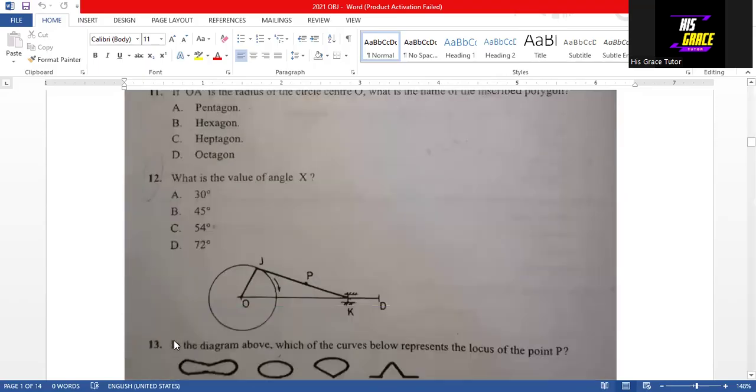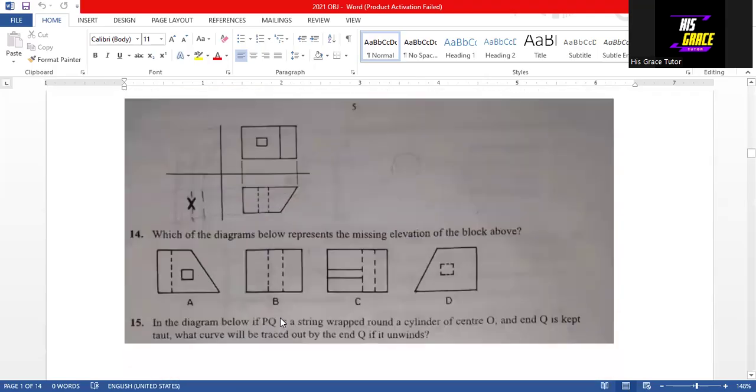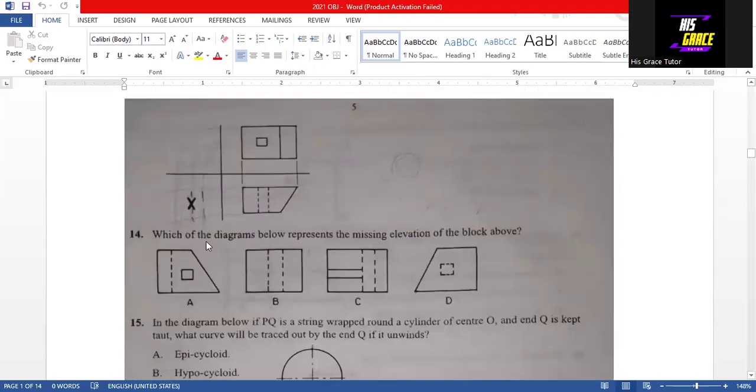Okay, then let's move to question 13. In the diagram above, which of the curves below represent the locus of point P? So option B is the answer to question 13. Then question 14 says, which of the diagrams below represent the missing elevation of the block above? So option B is the answer to the question.